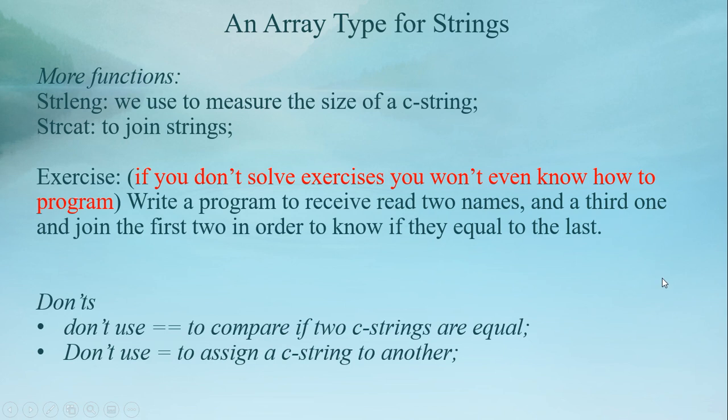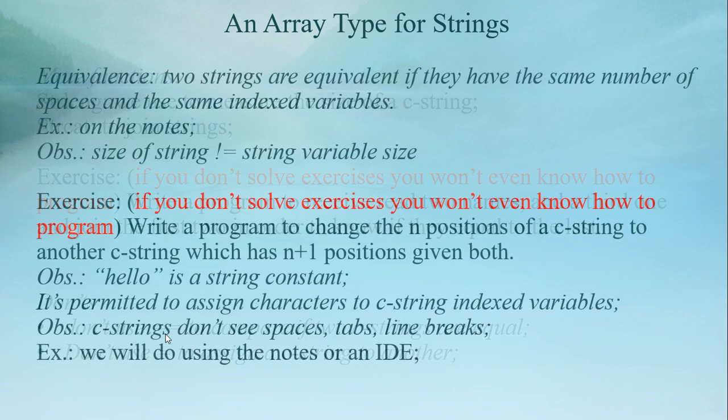So let's continue our class. So again, we don't use this to compare. We just use strcmp, and we don't use this to assign. We have to use copy. So equivalence. Two strings are equivalent if they have the same number of spaces and the same indexed variables. So if a string has more space than another, it doesn't mean that they are equal.